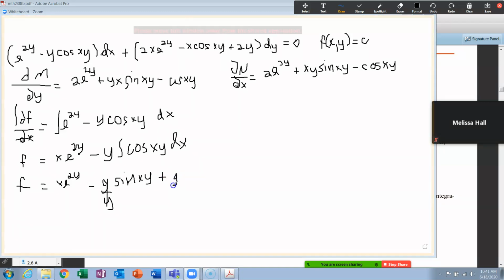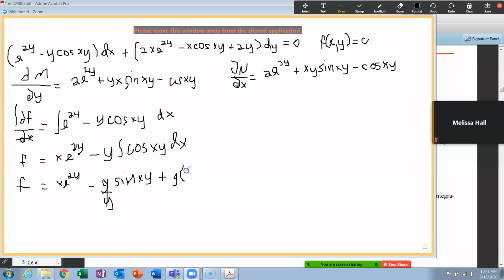Because remember, we're only taking the derivative with respect to x, so we're treating y as a constant, so it's going to be a g of y. All right. Now, I think we chose the better route here. Okay, that's looking better than the other. Now, this is our f, if we only knew what g was. Well, how do we get g?